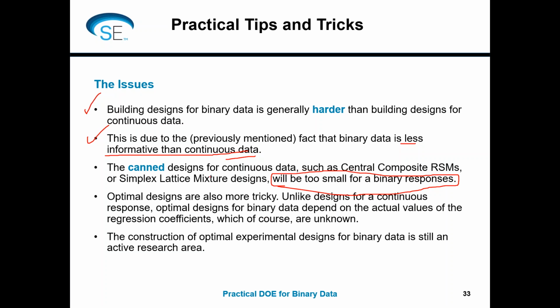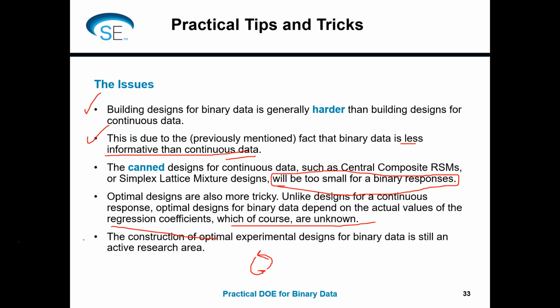Okay, optimal designs are also more tricky. So when you build an optimal design for a continuous response, you generally get one optimal design. It doesn't depend on the noise. It doesn't depend on what the true model actually is. But optimal designs for binary data depend on the actual values of the regression coefficients, which of course are unknown. So it's like you need to know the true regression coefficients to build the best design. But the point of building the design is to try to estimate the regression coefficients. So it's this kind of circular dependency where you don't really know where to start.